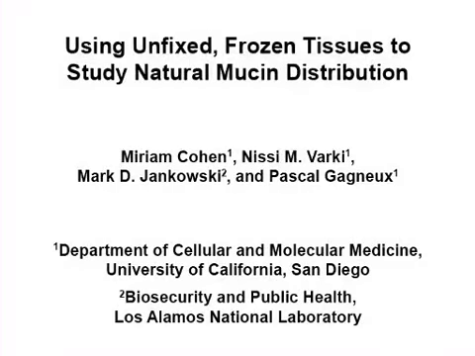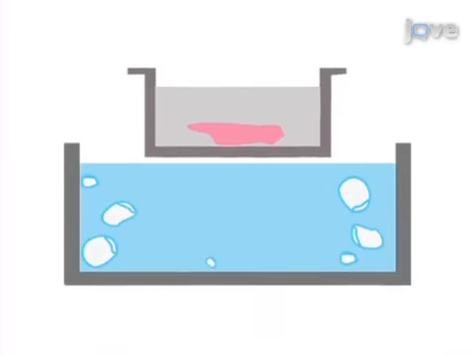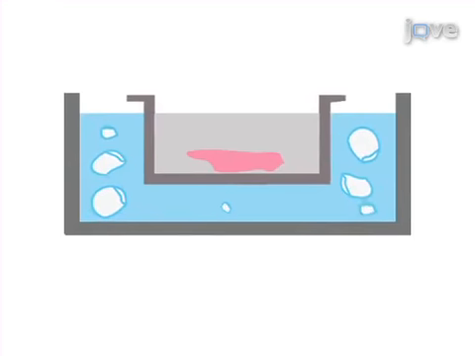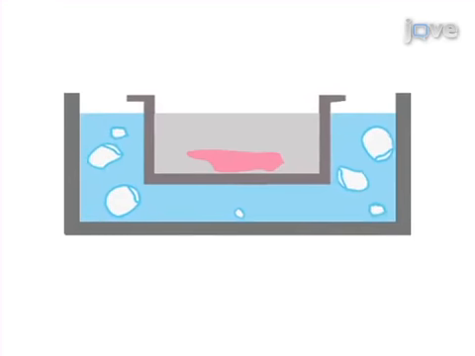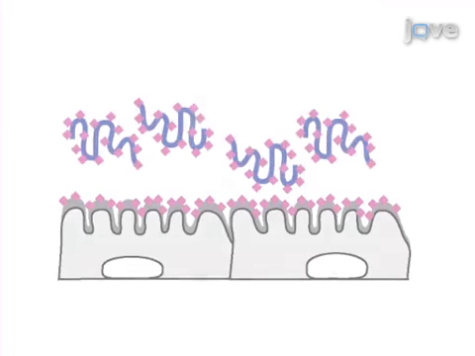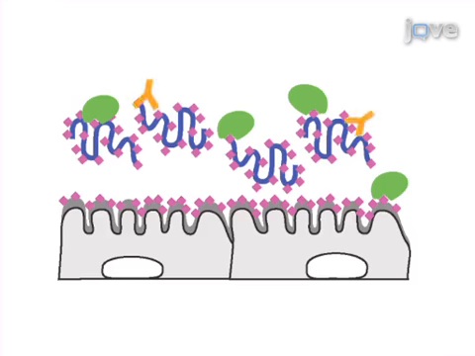The overall goal of the following experiment is to preserve the natural distribution of glycosylation of secreted mucus in tissue samples. This is achieved by first embedding the tissues in optimal cutting temperature medium, or OCT, to minimize the tissue processing. And then, to allow detection of glycan structures, mucins, and mucus, the sections are incubated with lectins, antibodies, and histochemical stains.